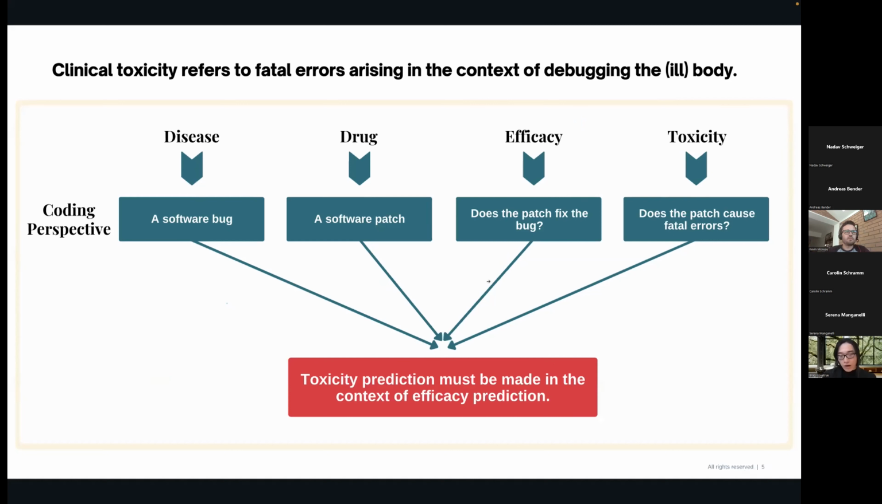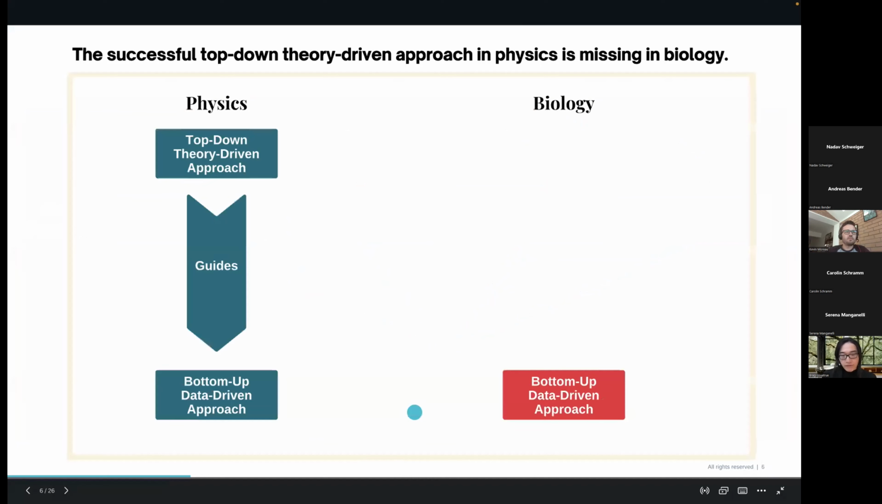So that's the reason why we came to this first principle in our approach, which is that toxicity prediction must be made in the context of efficacy prediction. Driven by this principle, we further leverage the success in other similar scientific disciplines, for example, physics. Physics and biology are quite similar in terms of the complexity of their research subject matter. For physics, it's a multi-scale, complex dynamic system, the whole universe. And in biology, it's life, which is also a multi-scale, nonlinear, and complex dynamic system.